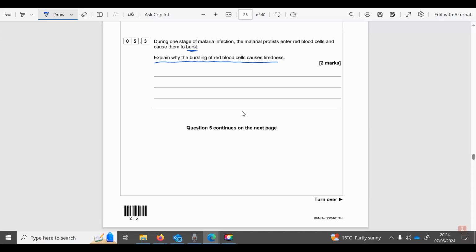But the question is different because now what we've got to do is link red blood cells to tiredness. Well, what's the function of a red blood cell? It's there to carry oxygen. So if there is bursting of red blood cells, then that's got to mean you have less red blood cells, so that means that there's less oxygen that's going to be carried around the body.